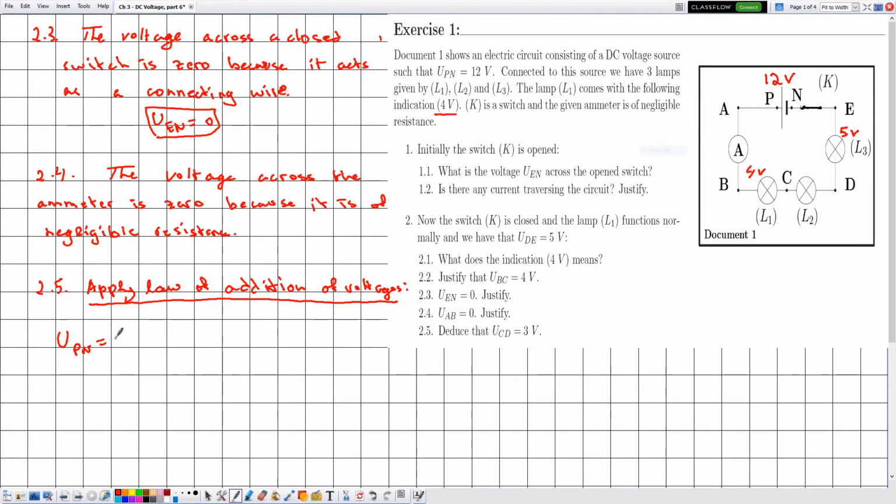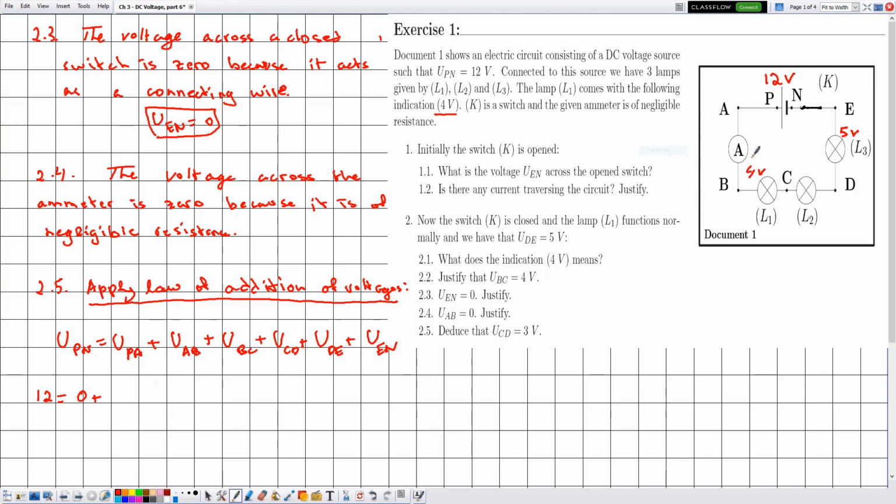So we will go from P to A across the connecting wire, from A to B across the ammeter, from B to C across the lamp L1, from C to D across the lamp L2, from D to E across the lamp L3, and from E back to N. Now the voltage of the battery is given by 12. Now UPA is equal to 0.